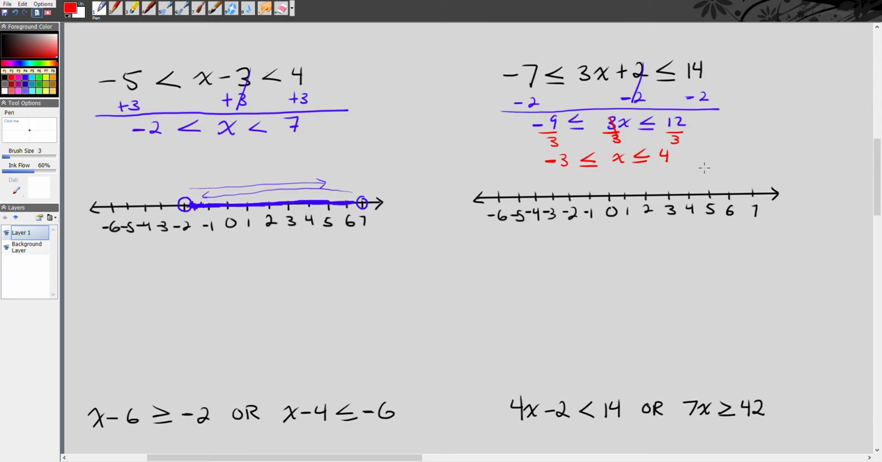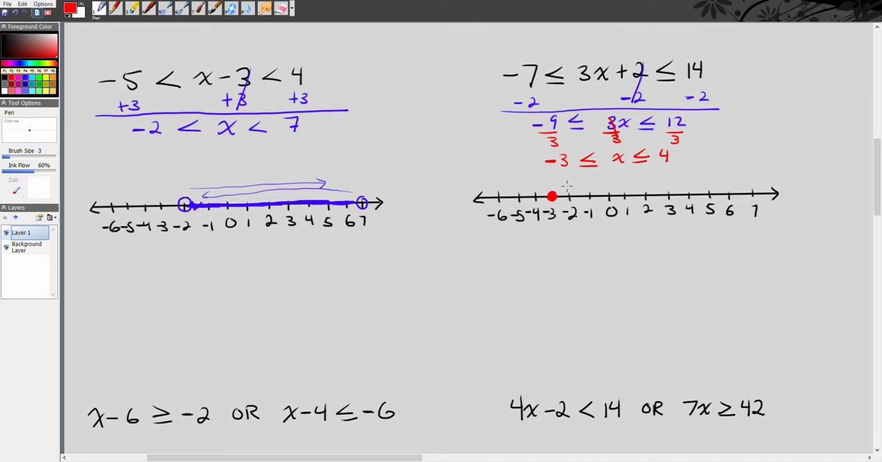So you can see here, now my solution is x is greater than or equal to negative 3 and less than or equal to 4. So now these are or equal to's. So when I go to graph x is greater than or equal to negative 3, I have to put a solid circle on negative 3. And the reason why we use a solid or a shaded circle on negative 3 is when it's or equal to negative 3, this number is actually included as part of the solution.